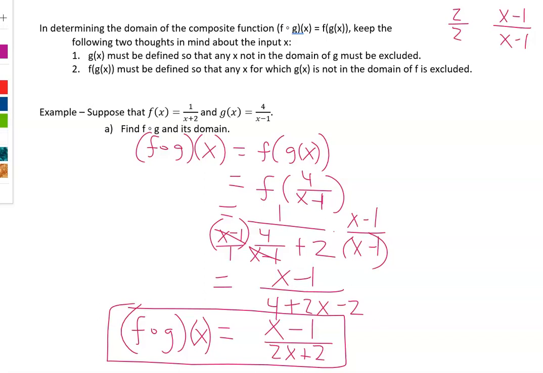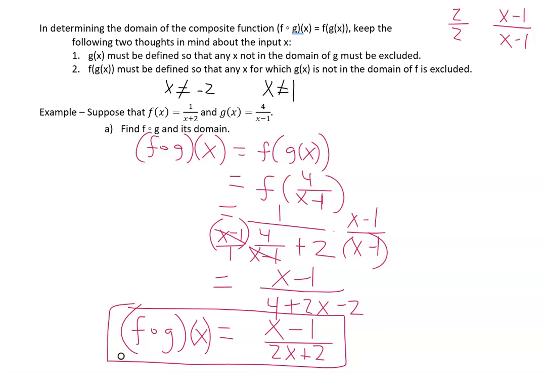So for f of x, we have division involved, and remember, we cannot divide by 0. So what can x not be so that our denominator doesn't end up being 0? Well, x cannot be negative 2. So for f, the domain is all real numbers except negative 2. And for g, again, we have division. We cannot divide by 0, so x cannot be 1. Otherwise, we end up with a 0 on the bottom and an undefined answer.